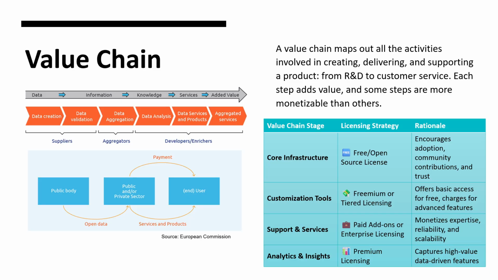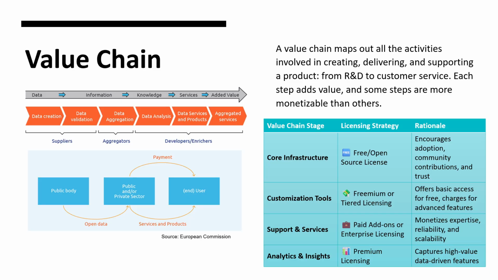At the core infrastructure level, open source licensing makes sense. It encourages adoption, builds trust, and invites community contributions. Think of QGIS itself, freely available, widely used, and constantly improved. For customization tools, a freemium or tiered licensing model works well. Basic features remain open, while advanced capabilities can be monetized. This balances accessibility with sustainability.